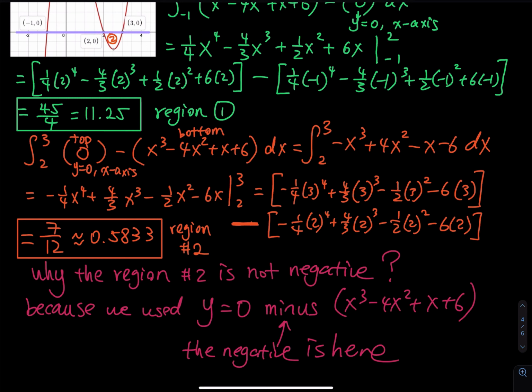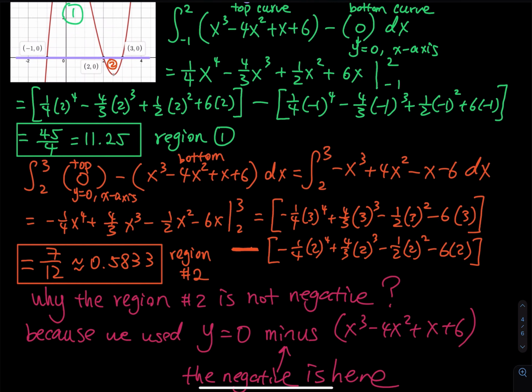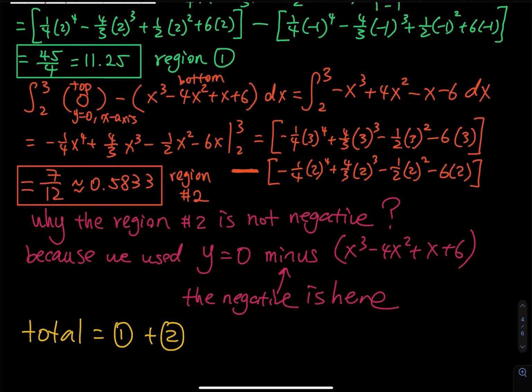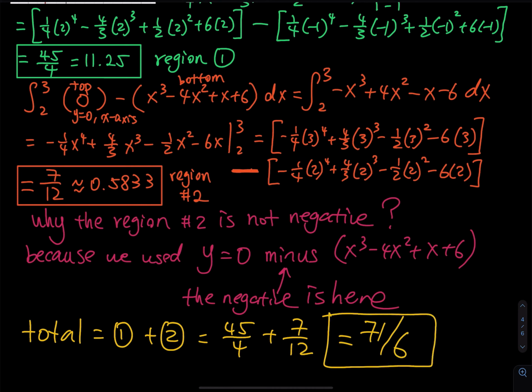Of course, yes. So how about the total area, region 1 plus region 2? Should we use positive or should we use negative? The answer is we use positive. So here is the total. The total is equal to region 1 plus region 2, which is 45 over 4 plus 7 over 12. We just consider everything positive. So that is equal to 71 over 6. And this is the final answer to this problem.